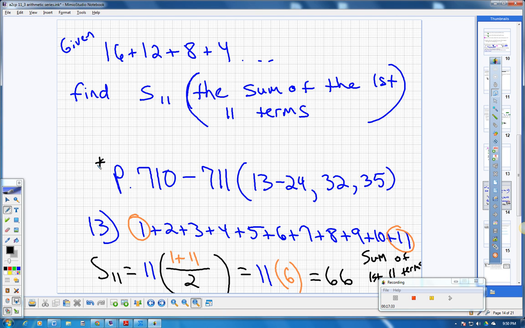Given that information, we should be in control for completing pages 710 to 711. I tried to keep it light there, light enough to where you might even be able to finish it. No homework over the weekend.